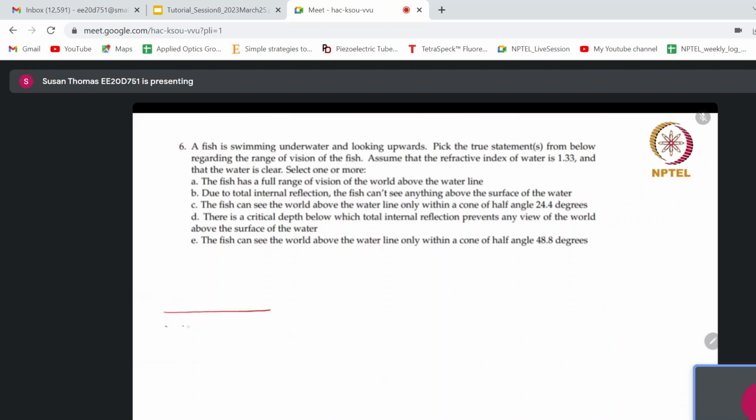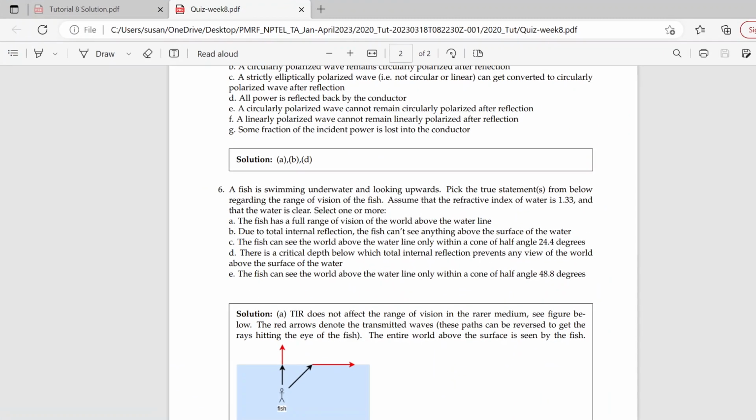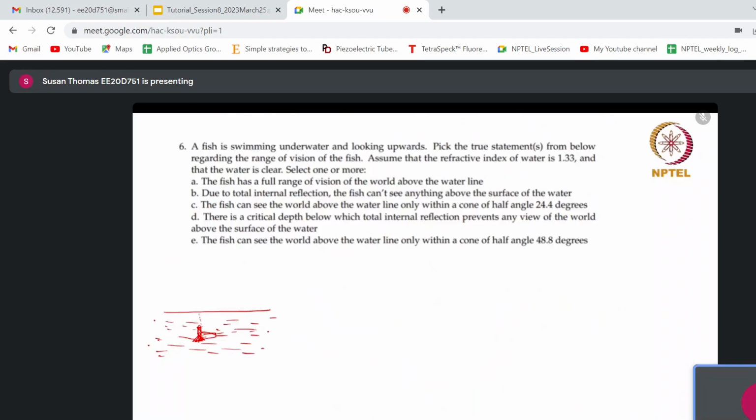Okay, so we have water here, and say if you have a fish out here, it's looking up. Okay, so everywhere you have water, and the fish is looking up, and pick the true statements from below regarding the range of vision of the fish.